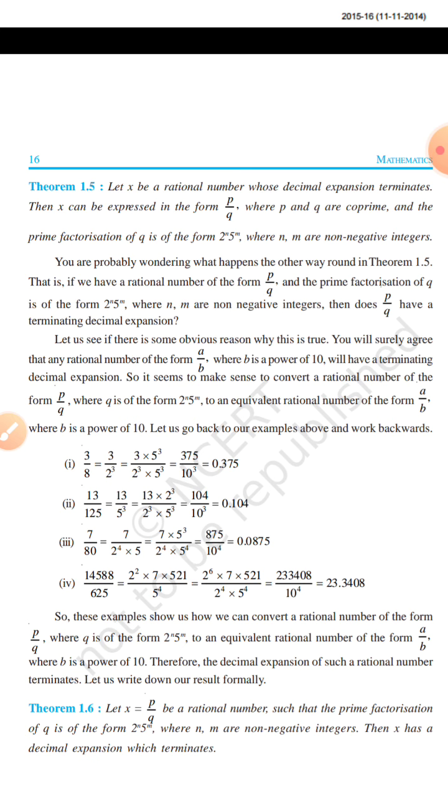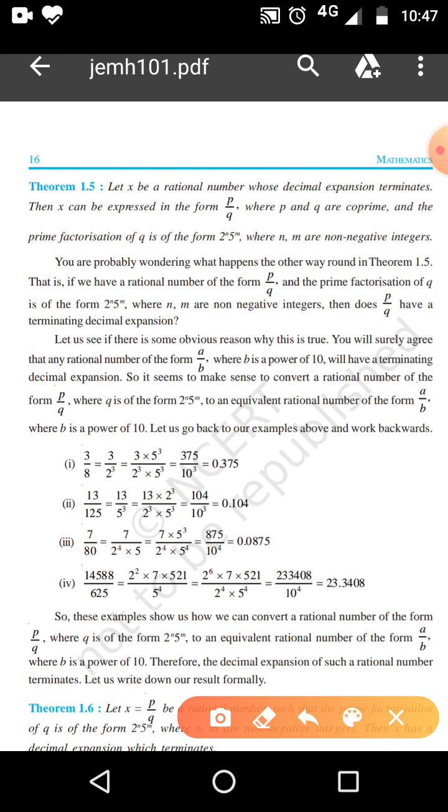Suppose 3 by 8. Is 3 by 8 terminating or non-terminating? For this, 3 by 8 is nothing but 3 upon 2 power 3. So you can multiply and divide by 5 cube, you get 375 upon 10 power 3. And you see the denominator is in the form of 2 power m into 5 power n. That's why this is a terminating decimal. If it is not so, then this is a non-terminating decimal.